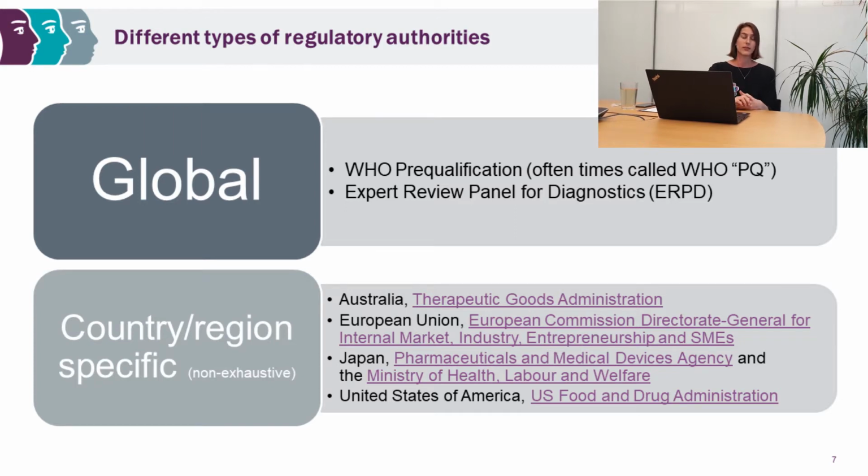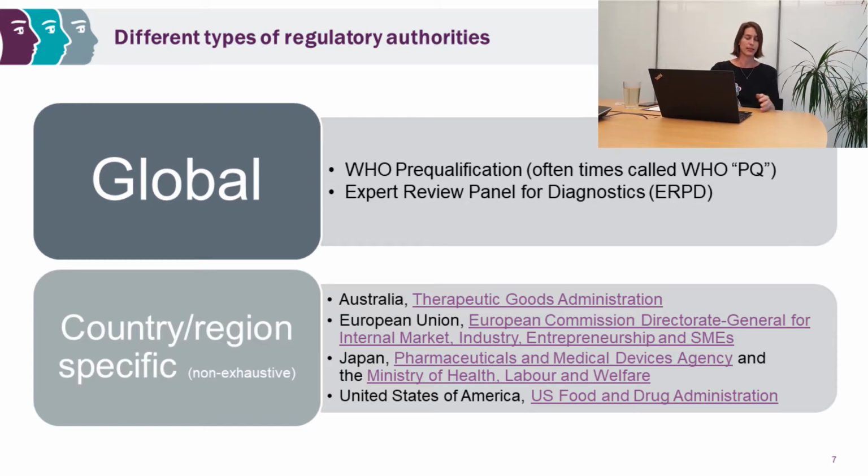So in Australia, there's the Therapeutic Goods Administration. In the European Union, there's what we call CE marking. In Japan, there's the Pharmaceutical and Medical Devices Agency. And in the United States, there's the US Food and Drug Administration, which is often referred to as FDA. So on these links here, you can click to see the information about these different country or regional stringent regulatory authorities.